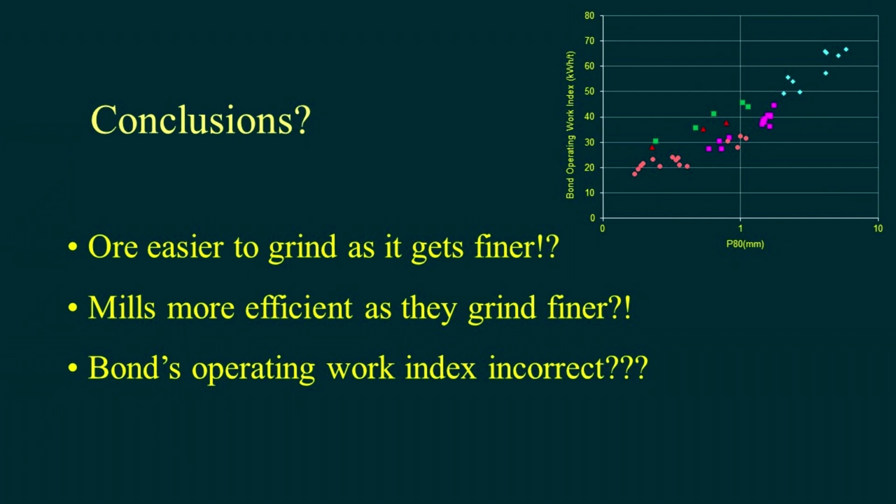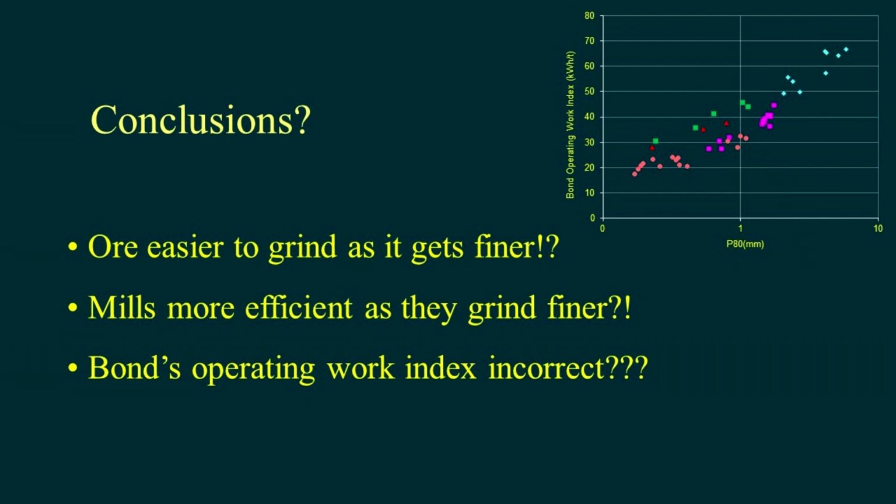Could it be that mills get more efficient as they grind finer? Well, I didn't think that was a very sensible conclusion either, because I've been involved a lot in fine grinding, ultra fine grinding, and I can assure you that those mills are not very efficient. So that wasn't very sensible either. Now, I was brought up as an undergraduate, and even later, being told that Bond is a law, right? That's it. You don't question Bond at all. But I was forced to consider that in this particular case, maybe it's the Bond equation itself that's wrong, and it's causing that particular interesting shape.